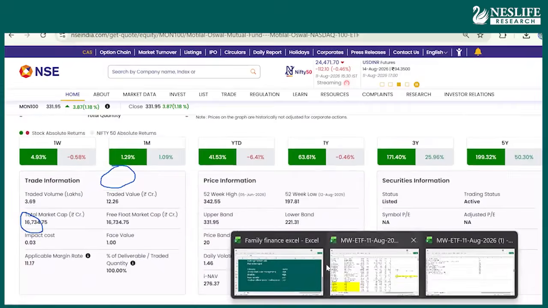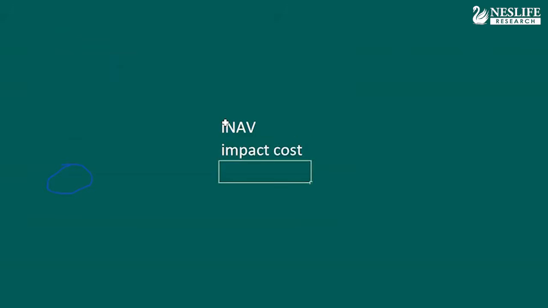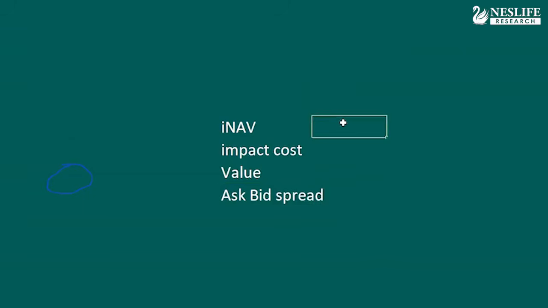So let's summarize what we discussed now. We discussed iNAV. We discussed impact cost. We discussed value. We discussed ask-bid spread. It is called a spread. It should not be too high, or we'll say close to iNAV.